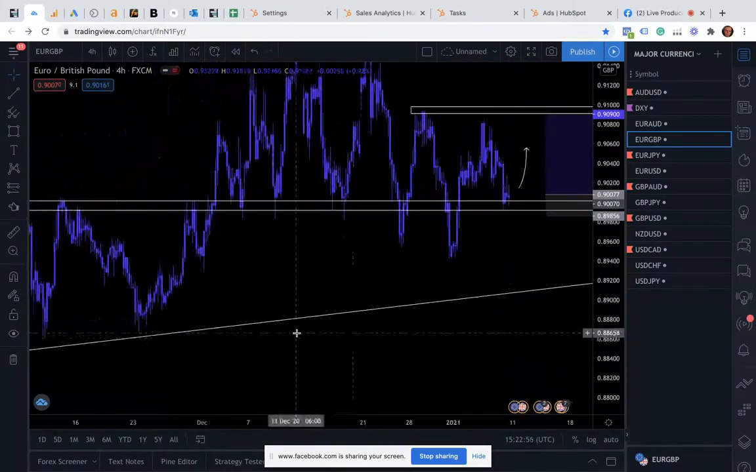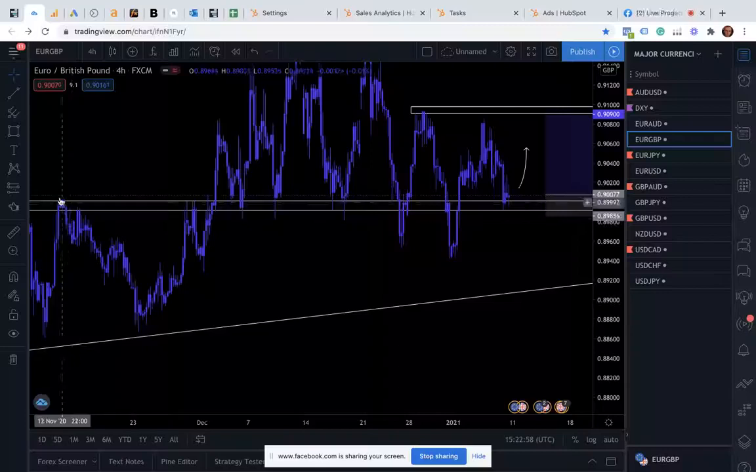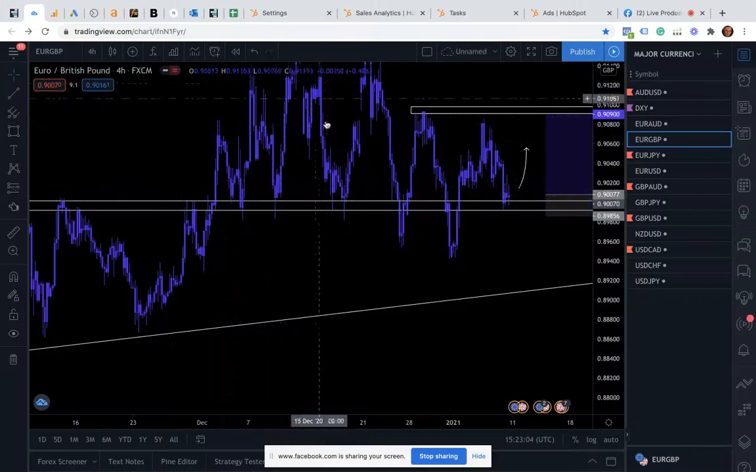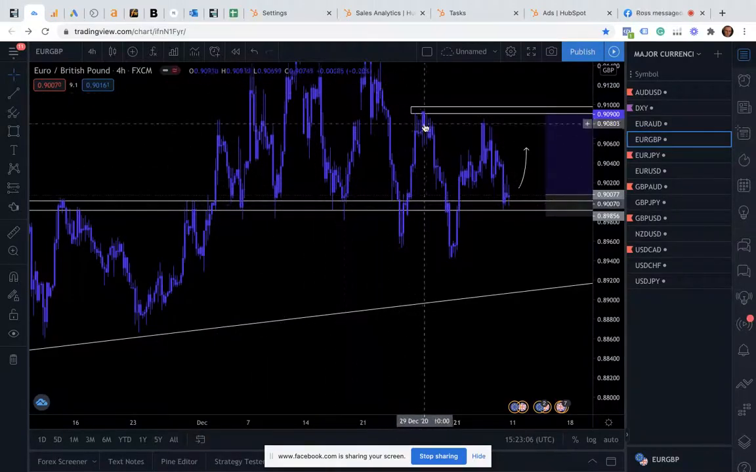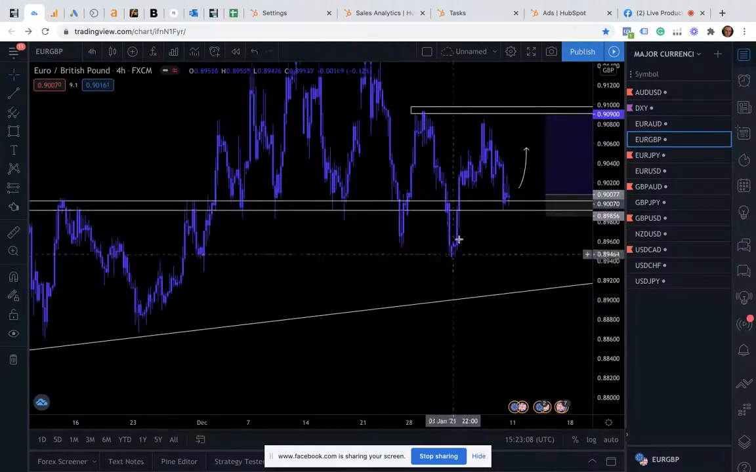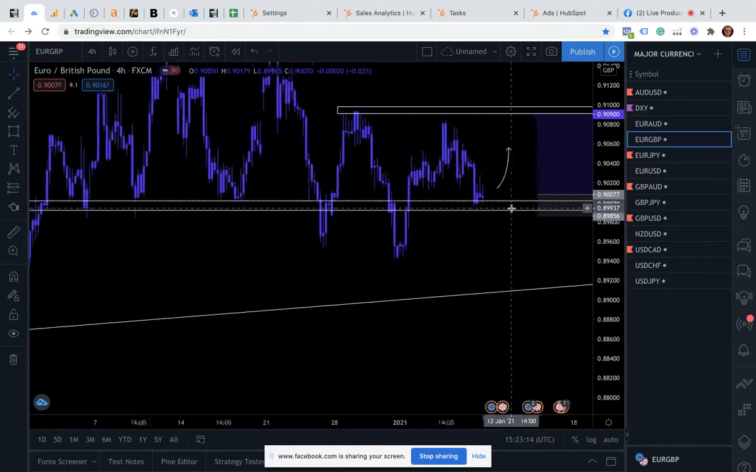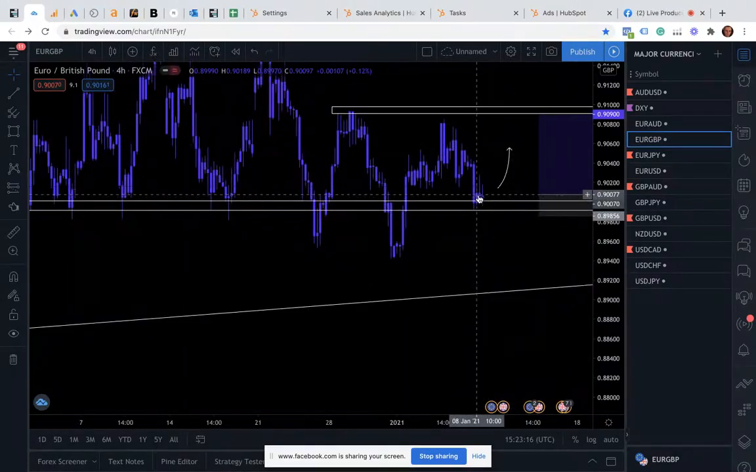Of course, look how well it's been respected. It's been respected here, used as resistance, resistance again, pop back up, used as support, used as support, used as support. Again, it broke down, it's not really respected it here, but then look what's happened just recently, last week, starting to really respect this now.